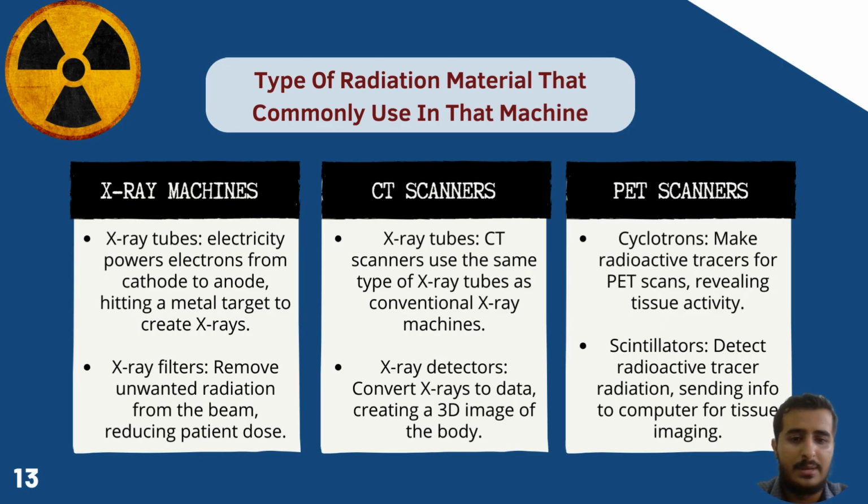Third, we have PET scanners. Cyclotrons make radioactive tracers for PET scans, revealing the tissue activity. Detectors detect the radioactive tracers' radiation, sending information to a computer for tissue imaging.